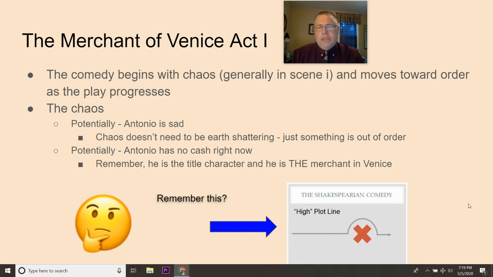A reminder about this, and this was in a previous video lecture, is that when we take a look at the comedy, the chaos that we learn at the beginning of the play is generally considered the high plot line, and that's the line that will follow straight through the play. There'll be other plot lines that are generally going to happen in a comedy, but the main plot line, the high plot line, is the one that we remain most focused on.